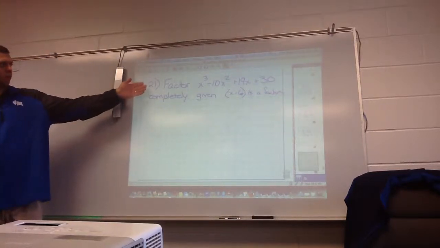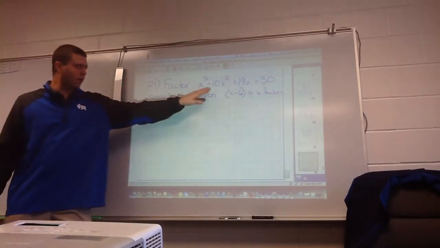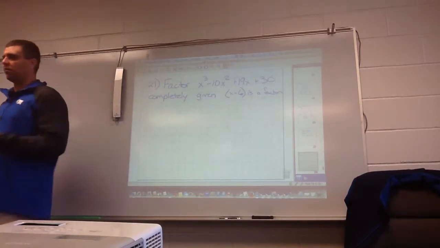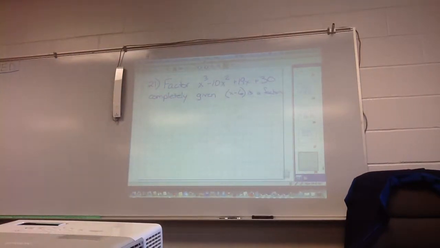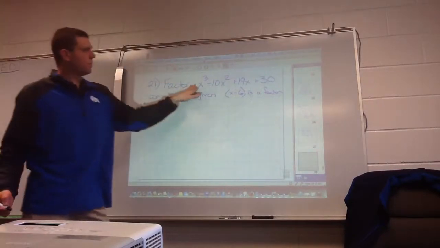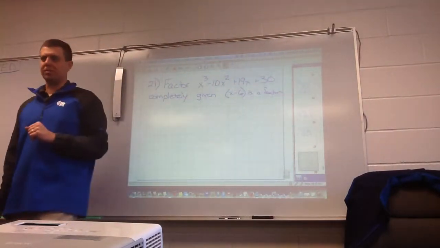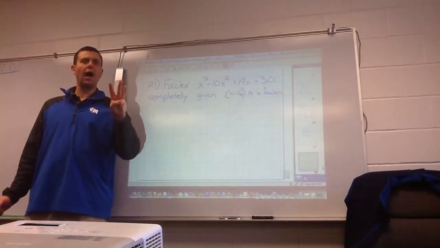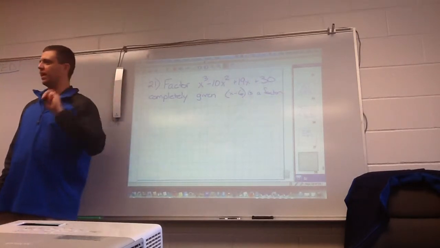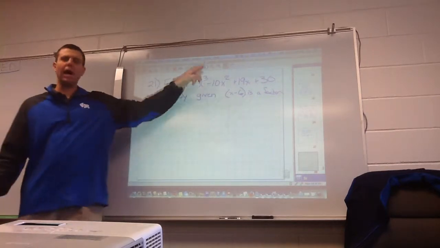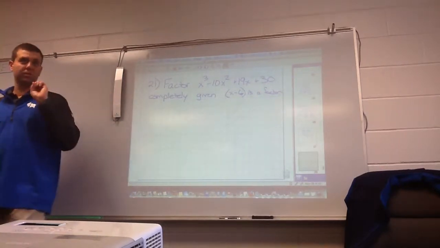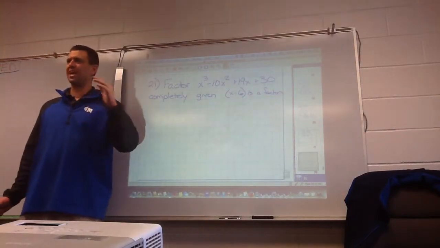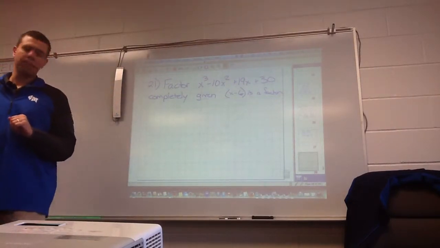Okay, so we're going to be factoring this polynomial completely given x minus 6 is one of the factors. First of all, how many factors could this polynomial potentially have? 3. Why do you know it could have 3 factors? That's the highest power that you see in the polynomial. So it potentially could have 3 factors.